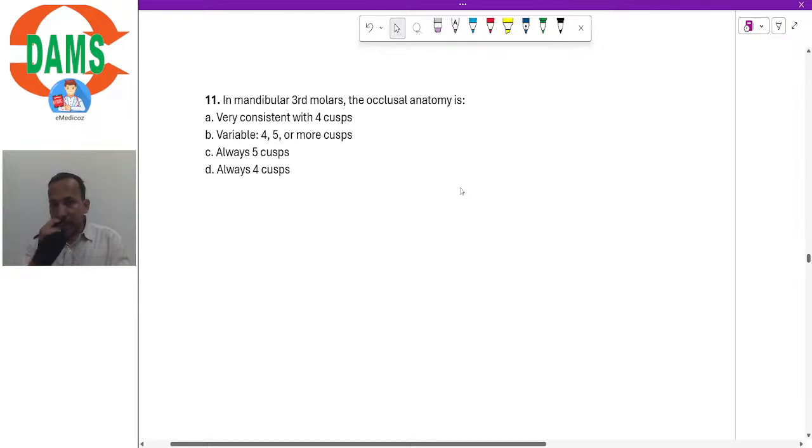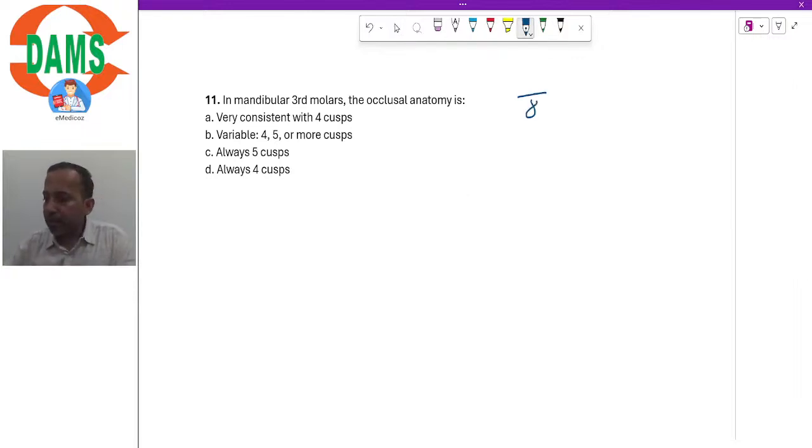In mandibular third molar, the occlusal anatomy is very consistent with 4 cusps, variable 4, 5 or more cusps, always 5 cusps, always 4 cusps. So which of these 4 do you think is the correct answer? Which of these 4 accurately describes the occlusal anatomy of mandibular third molar?